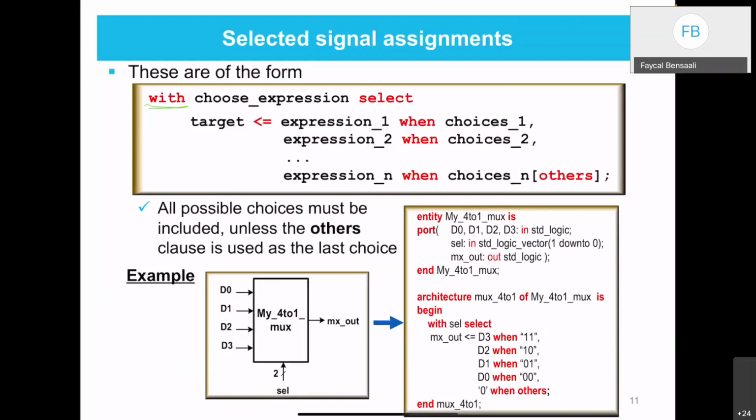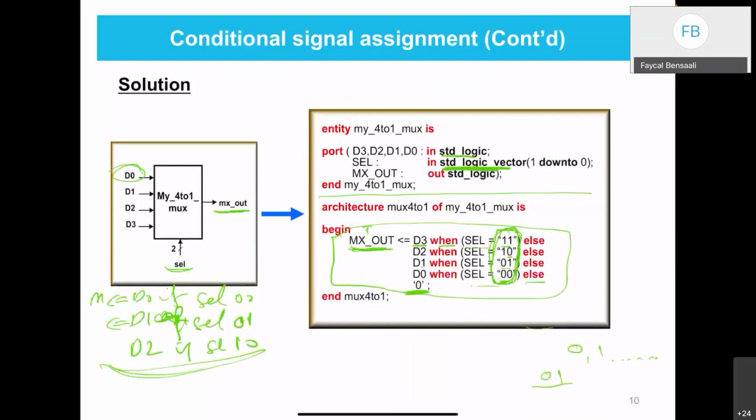So here it's like in C, we have if and we have while. You can do the same thing with them, but it's just the syntax that is different. Same here, we have different syntax. So for selected, we use with and the choose expression, and then we use the keyword select. And again, it's an expression assigned to a target when this expression is true. I will show you this with an example: the same multiplexer. We did it with conditional, let's do it with selected, and this is how we write it.